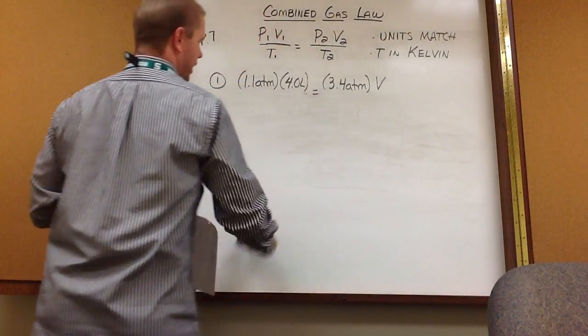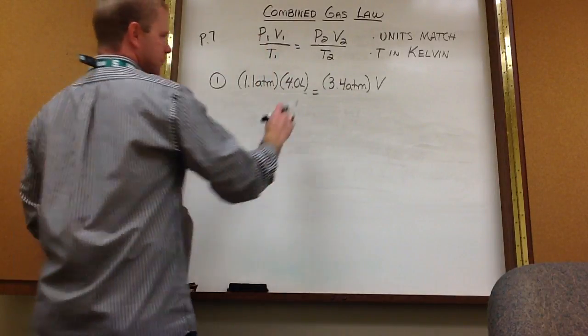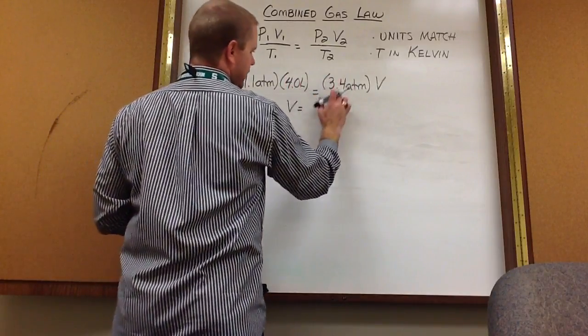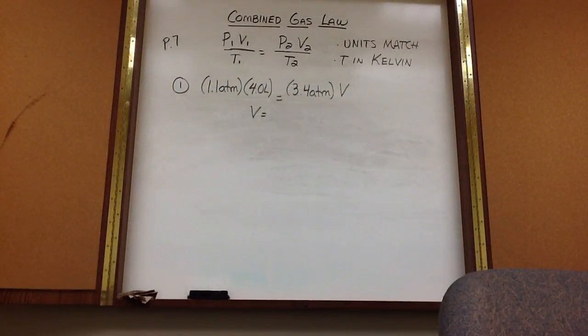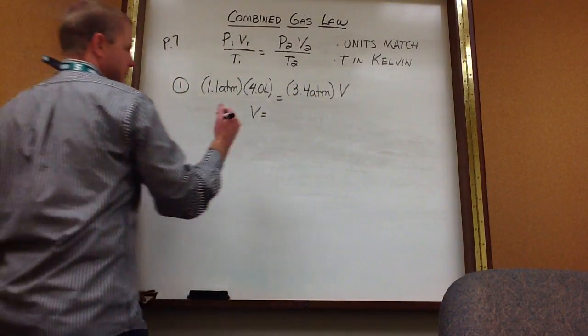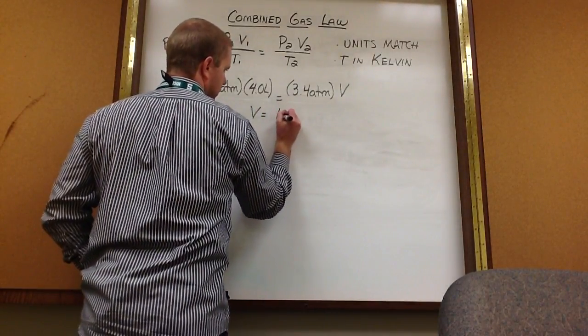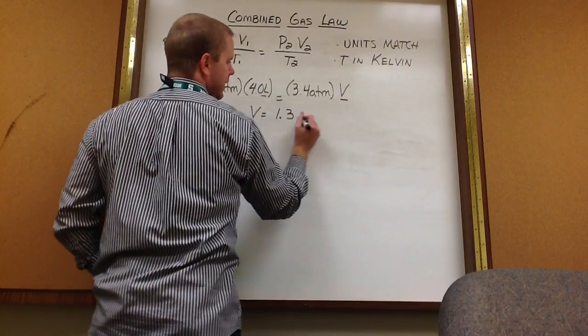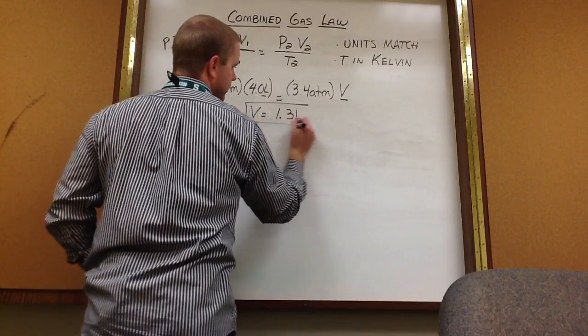All this does is become a Boyle's law problem. You solve it for volume. 2 sig figs, 2 sig figs, 2 sig figs. So you do the math on this, and you get 1.3. Now, units must match. Volume was liters here, therefore liters.